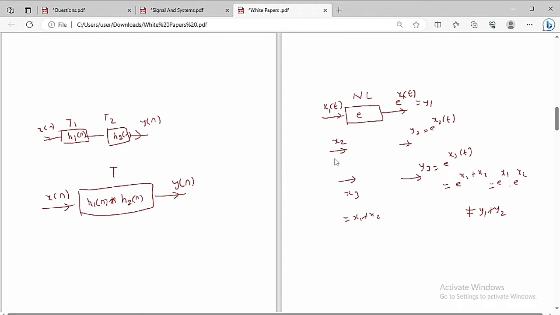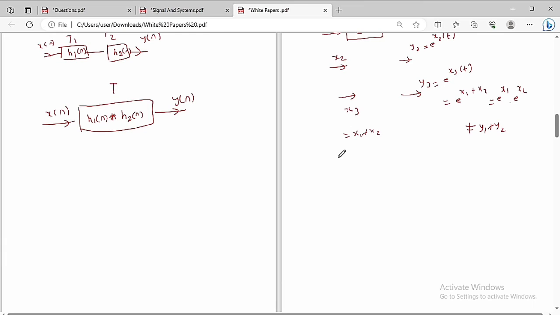Similarly, the second system is the logarithm system. Let me prove this one also. This is the second system, the logarithm system. It's also a non-linear system. Let me prove this one. Suppose the input is x of t, then what is the output? The output is y of t equal to log with base e of x of t.